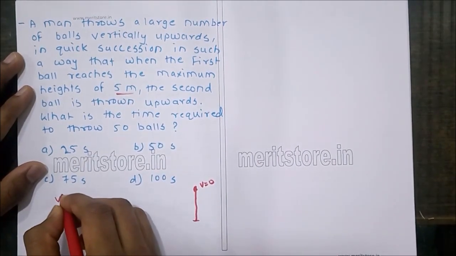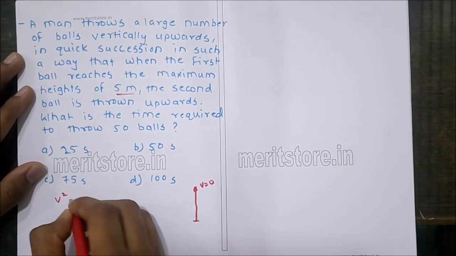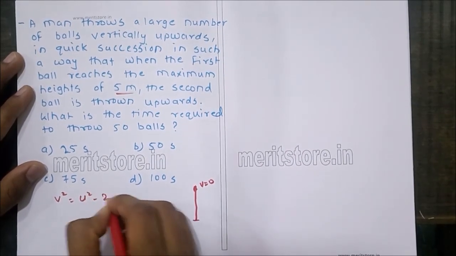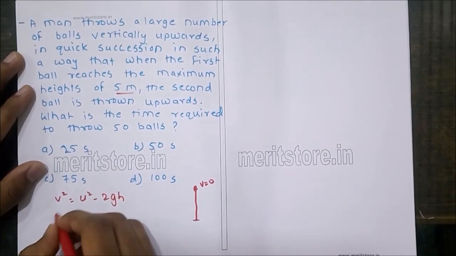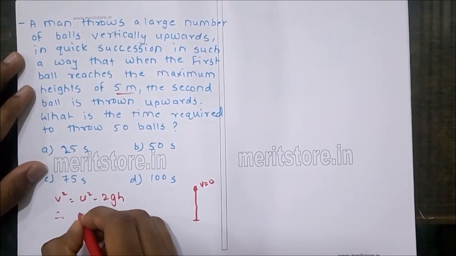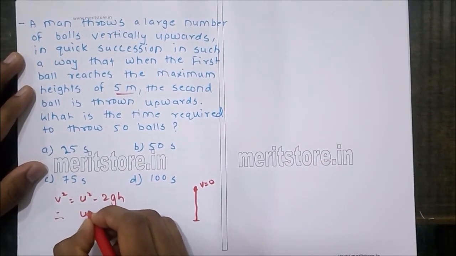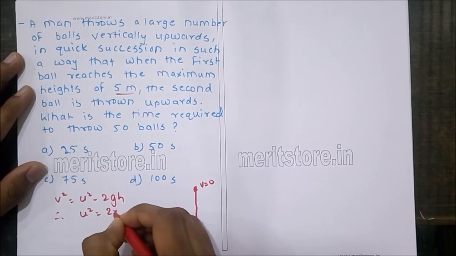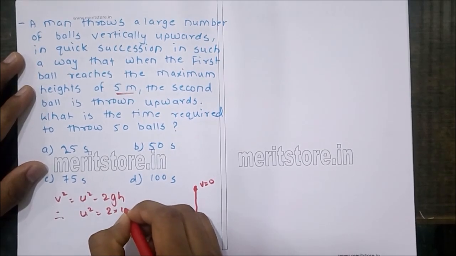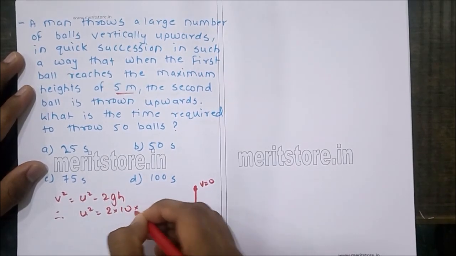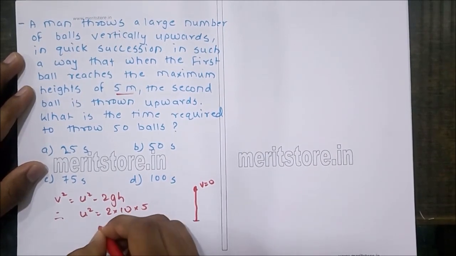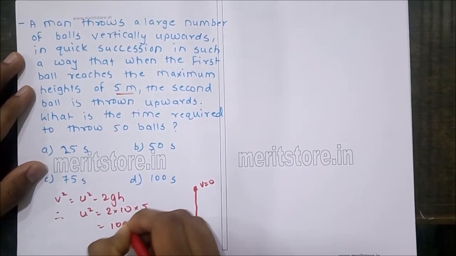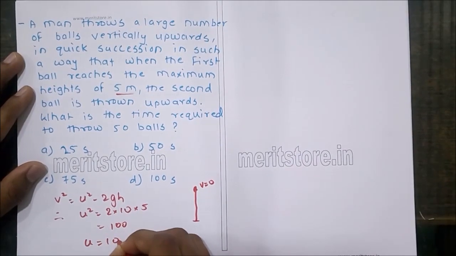So v square is equal to u square minus 2g into h. v is equal to 0. Therefore u square is equal to 2 times g, which is 10, into h, which is 5. So that is 100. So u is equal to 10 meters per second.